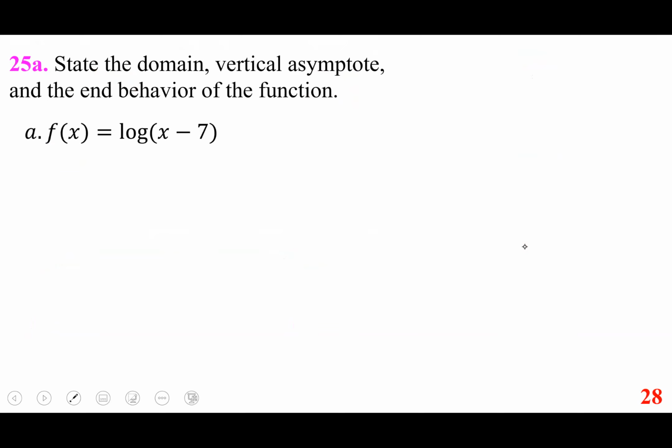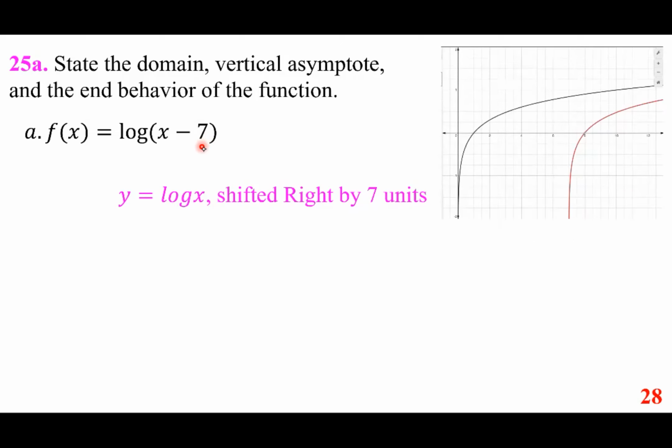State the domain, vertical asymptote, and the end behavior of the function. So y equals log x. When we change x to x minus 7, it has shifted to the right. So notice, when we have minus 7, it means it has shifted to the right by however many units here, which happen to be 7. This one is a basic logarithmic function. This one has coordinates 1, 0. We move it to the right by 7 and it becomes 8, 0.